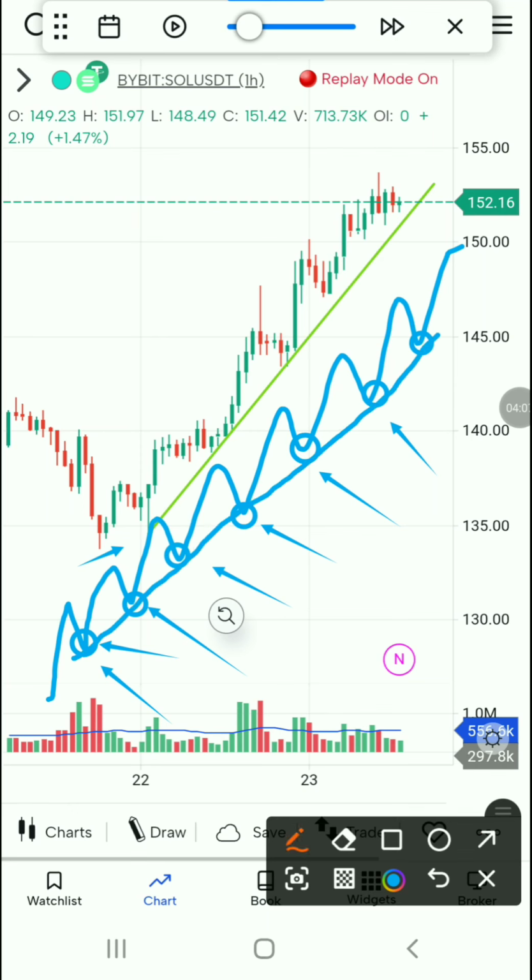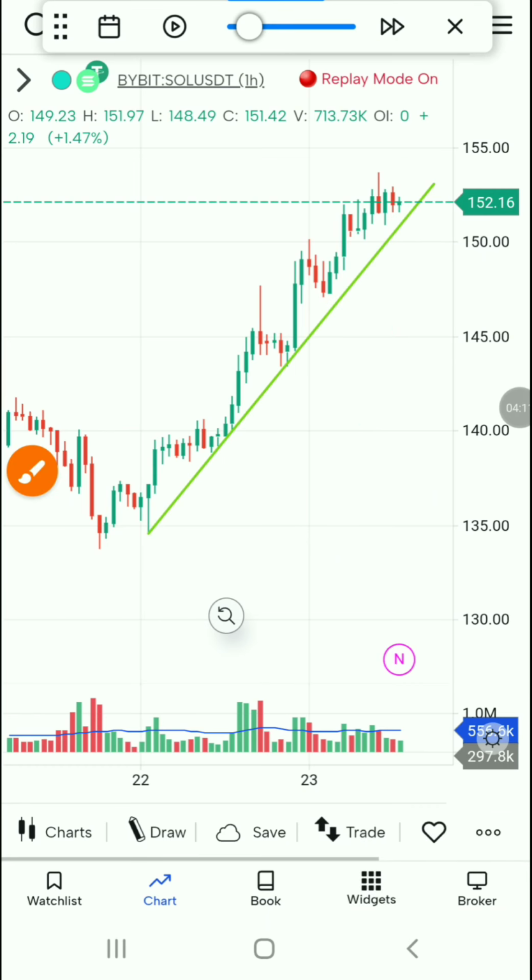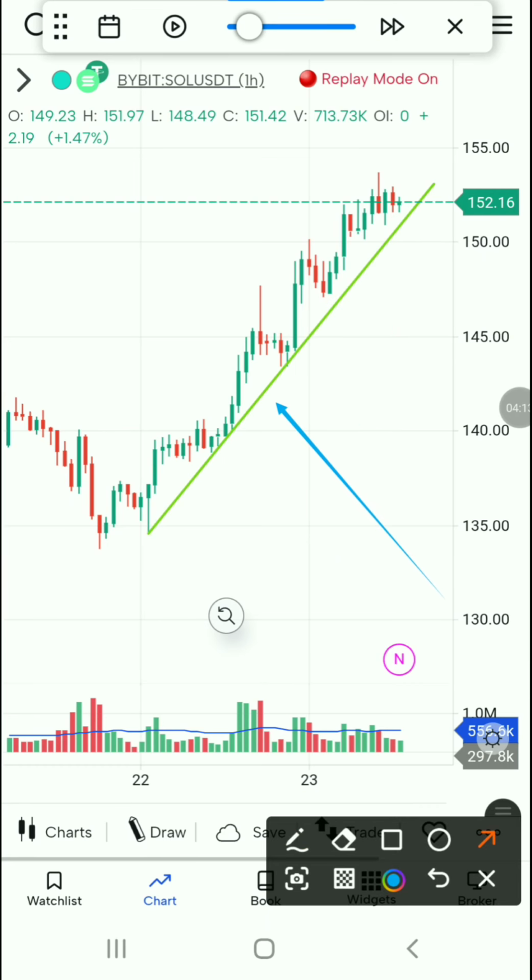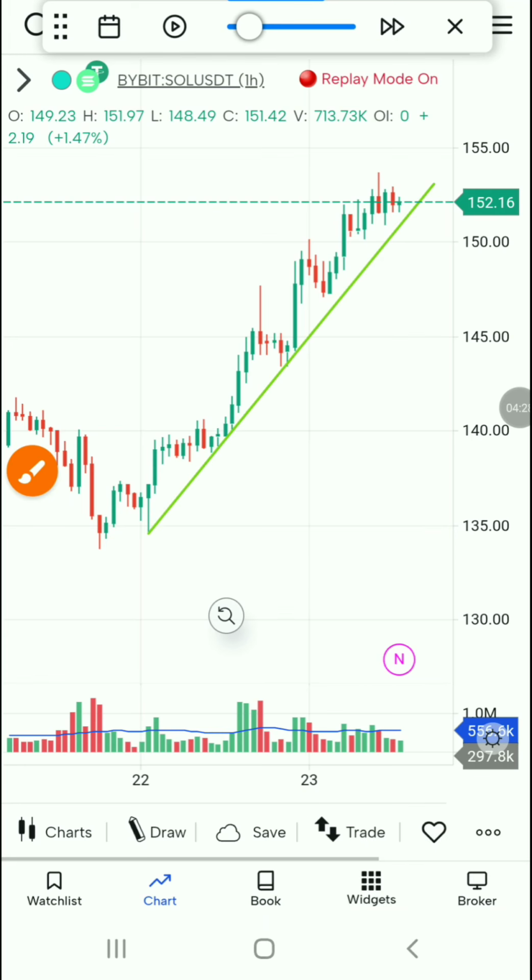Now this line is what we call the trend line. This is simply what we did right here. Now this green line is the line that is connecting these higher lows that the market is forming. That is how you draw a trend line on an uptrend. Now let's go to a downtrend example and see.